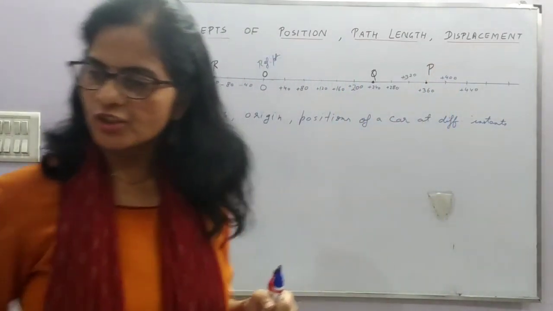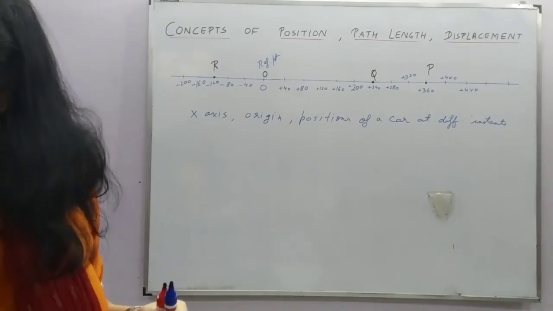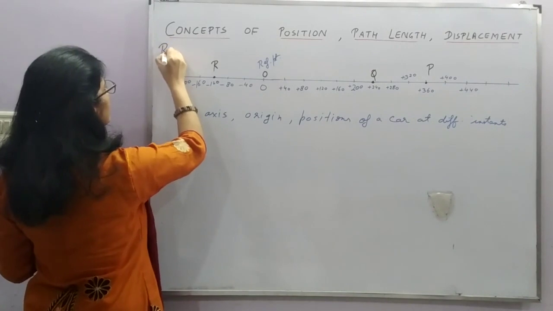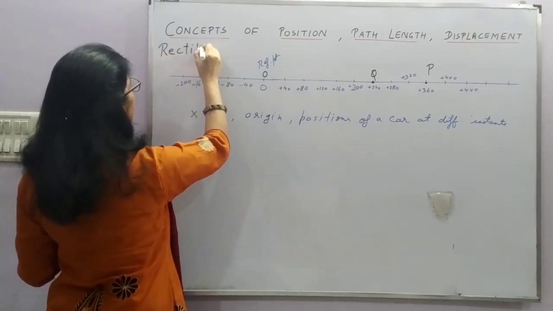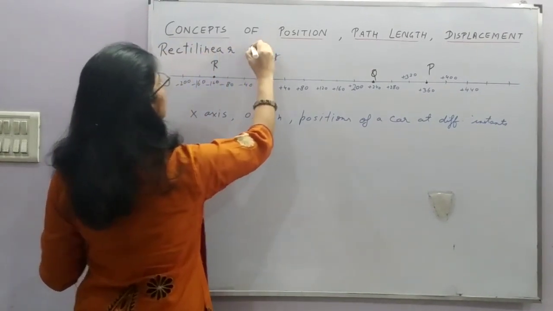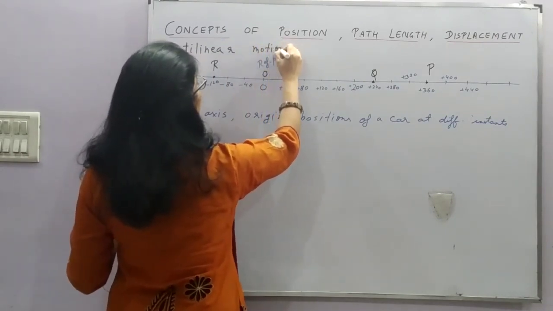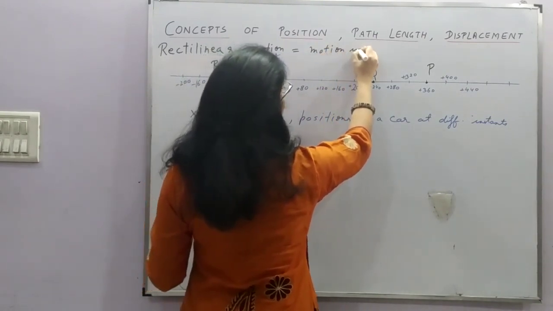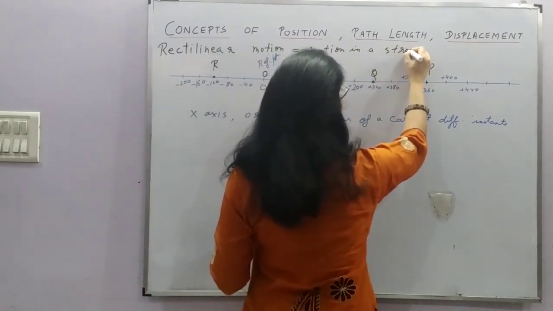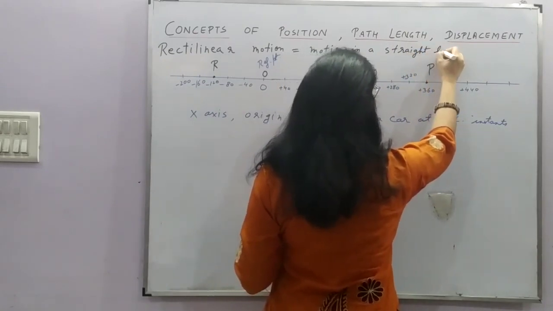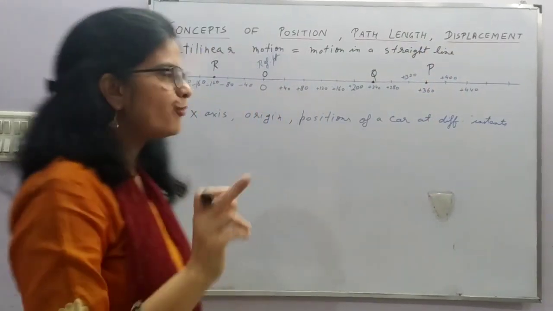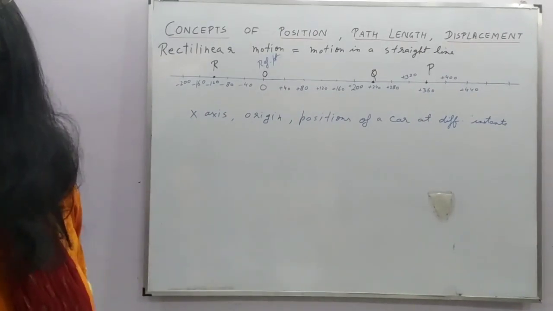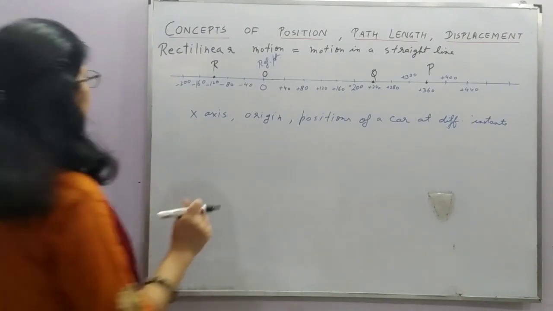Now for discussing this concept, we need to understand that what we are considering here is rectilinear motion. This rectilinear motion is also called motion in a straight line, right? Now for this, we know that O is the origin. So if O is the origin, we have to consider different cases.